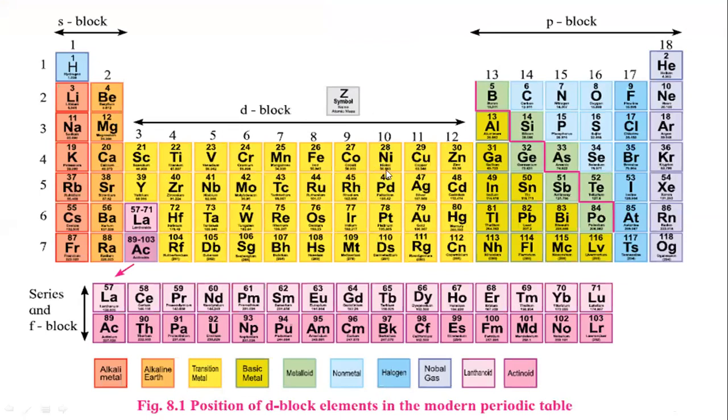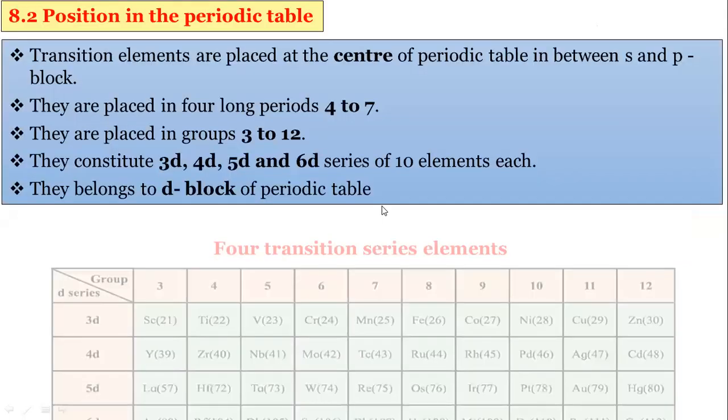So we can write any one example of this. If the question is asked, write the different catalysts used for different reactions from the D block elements, we can give the example of nickel, palladium, or platinum. These are used for hydrogenation purposes.